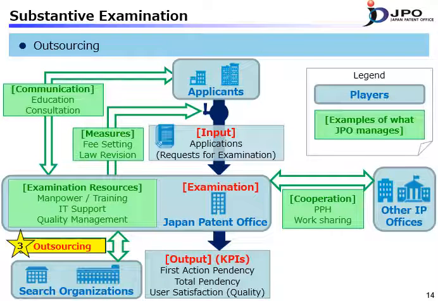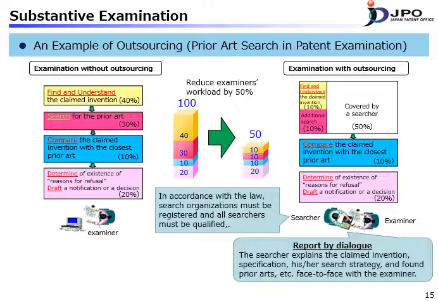Thirdly, we will explain the use of outsourcing in substantive examination. In substantive examination, outsourcing of searches directly supports streamlining of procedures. In Japan, outsourcing of searches streamlines procedures of mainly understanding the filed application and prior art searches, out of the substantive examination practices, which reduces the burden of examiners for issuing first actions.